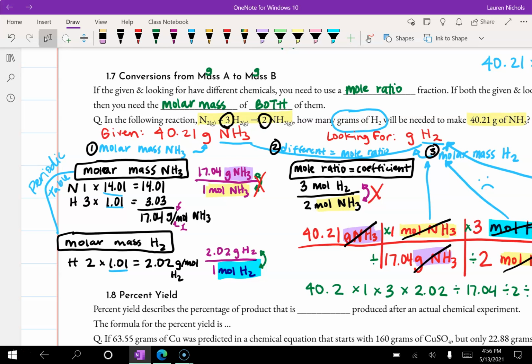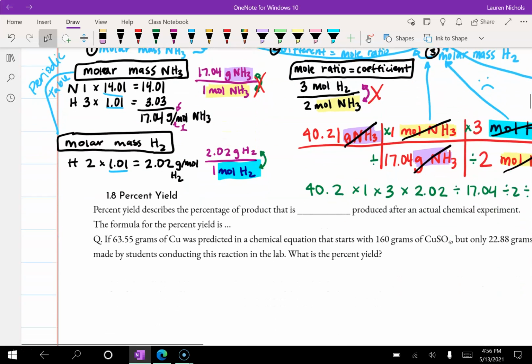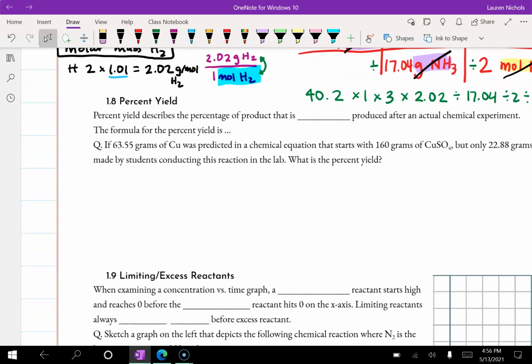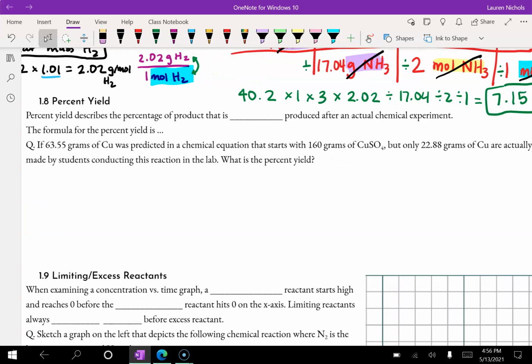But that is indeed your mass to mass, and that's about as hard of a conversion problem as we did this semester. So if we go then into 1.8, which is percent yield, okay, percent yield describes the percentage of a product that is actually produced after an actual chemical experiment. It's basically the grade that scientists get.